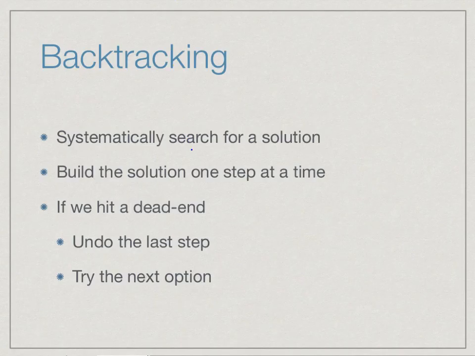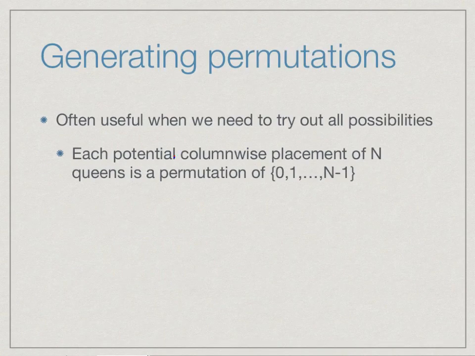So we have been looking at backtracking. In backtracking, we systematically search for a solution one step at a time, and when we hit a dead end, we undo the last step and try the next option.